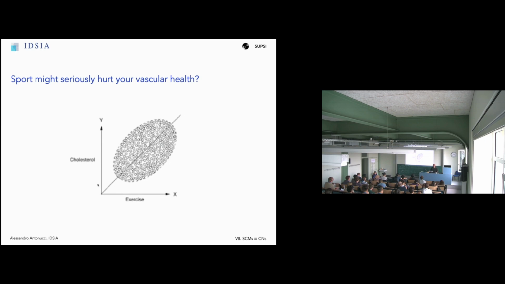And if you do, I don't know, a linear regression, you will see that. And this tells you that the more exercise you do, the more cholesterol you have. So don't go kayaking in the afternoon because it's very dangerous. That's why I'm not coming, because I know.